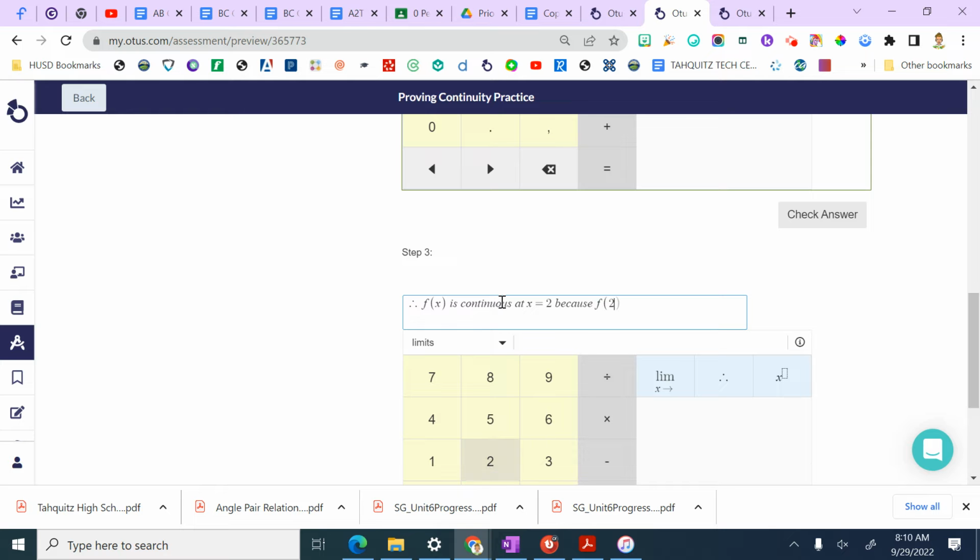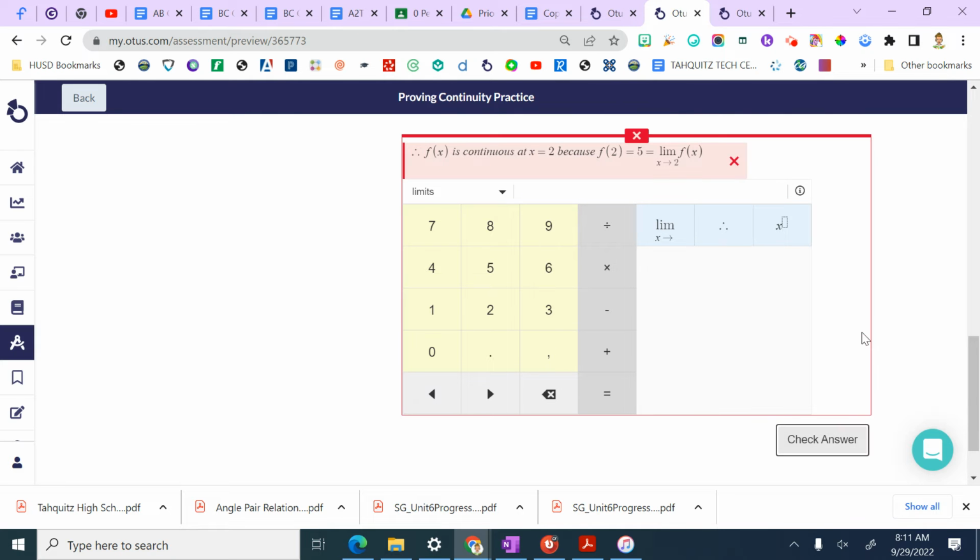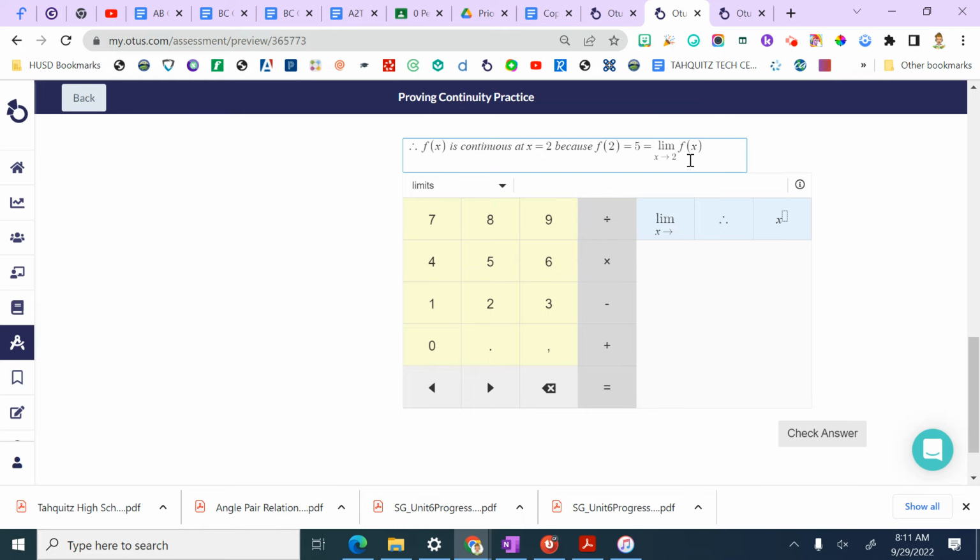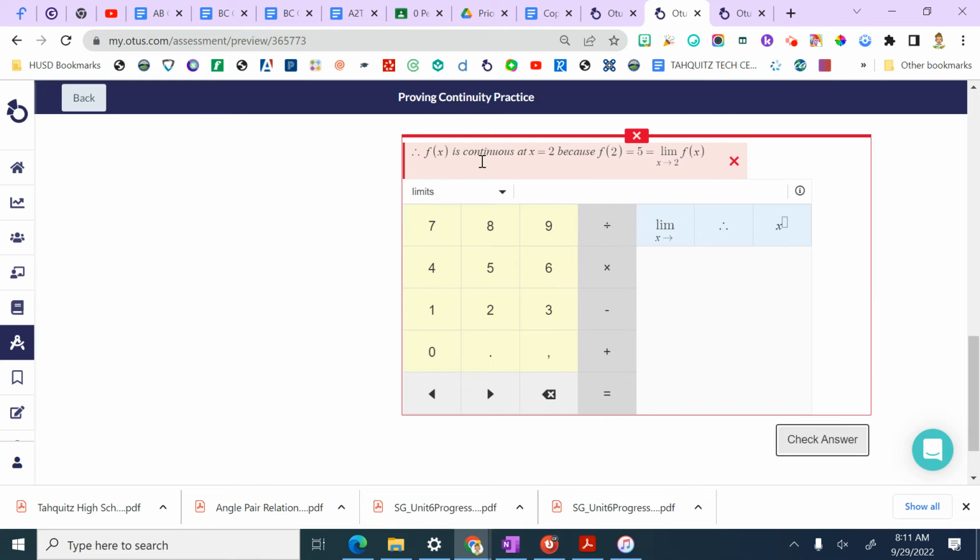So f of 2 equals 5 equals the limit as x approaches 2 of f of x. I believe that that's it. Oh, what did I miss? Is continuous at x equals 2 because f of 2 equals 5. I don't know what I missed. Did I just miss a space? Did it want a space in there or something goofy?